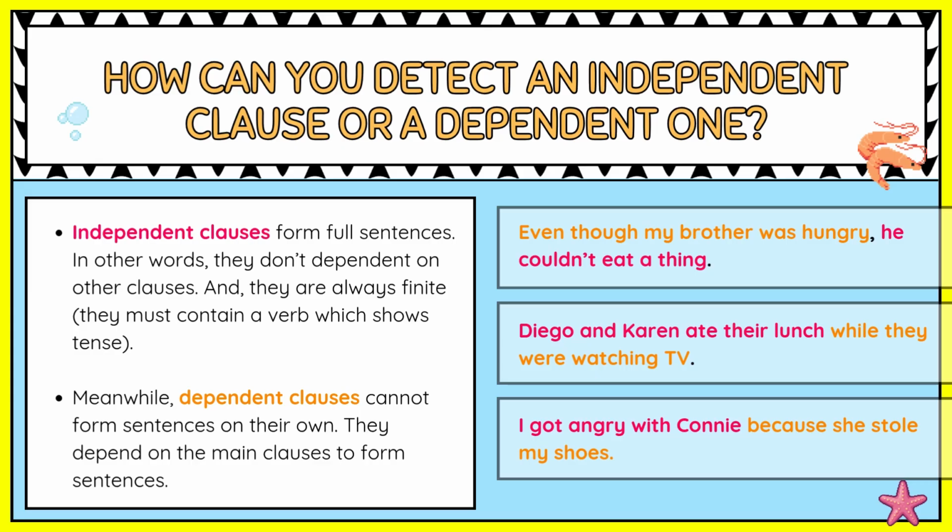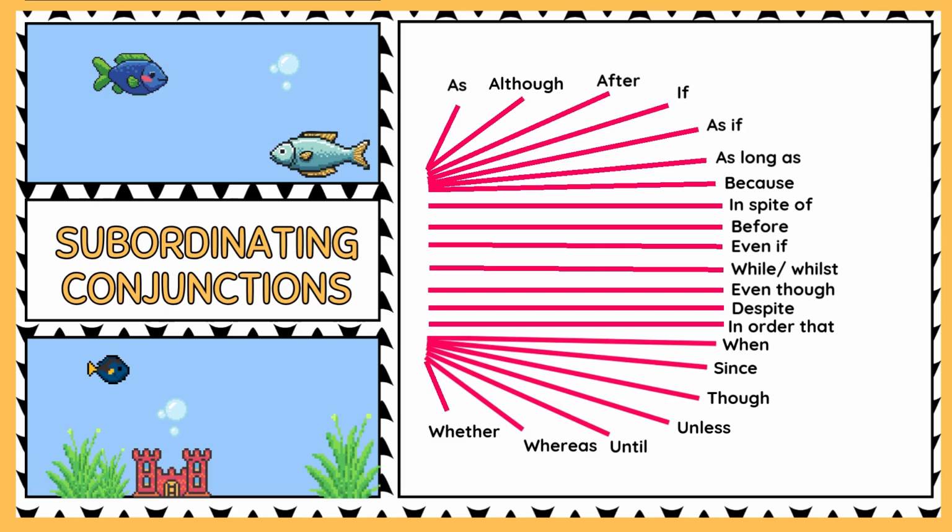For example, even though my brother was hungry, he couldn't eat a thing. Diego and Karen ate their lunch while they were watching TV. I got angry with Connie because she stole my shoes. You already know what subordinating conjunctions are. Now it's time to learn the actual conjunctions.